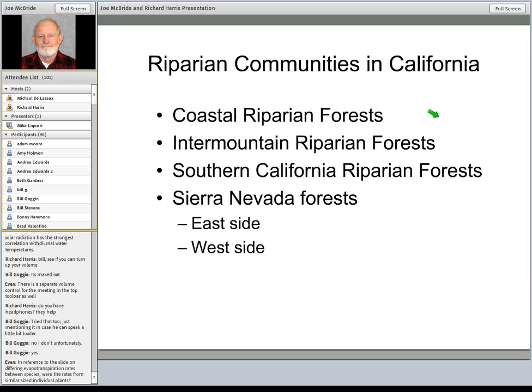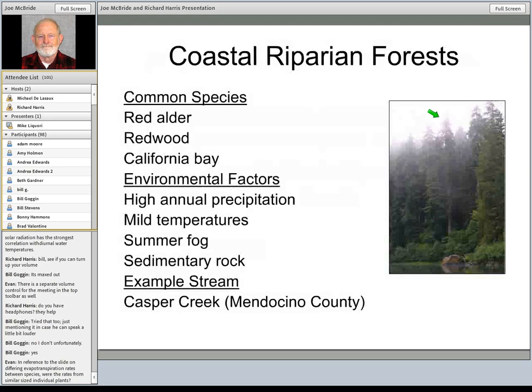Okay, I want to talk about some riparian communities in forested zones in California, and basically divide the state up into 4 major regions, one of which I'll divide into 2 regions as well. And so once again, I'm unable to advance the slide. If someone could advance the slide, we'll start with the coastal riparian forests.